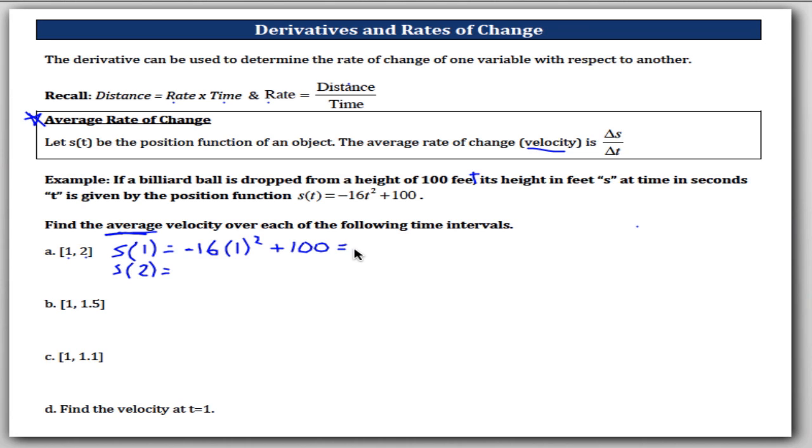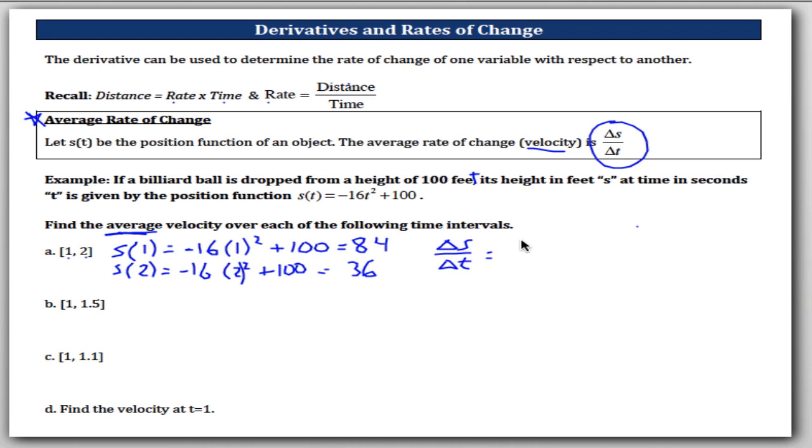And this equals 84. And then we have -16 times 2 squared plus 100. And this equals 36. So now we're going to use our average rate of change right up here, delta S, the change in S, over delta T, the change in time.